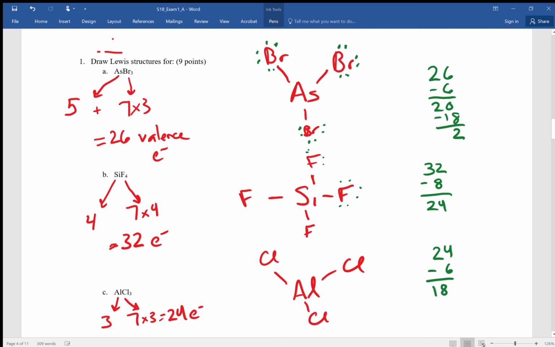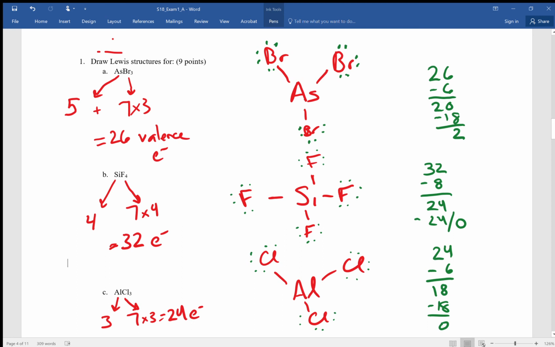We'll do the same thing with each of these fluorines. Each fluorine took 3 lone pairs, or 6 electrons, for a total of 24, which leaves us with 0. And down here, each of the chlorines can use 3 lone pairs, for a total of 18 electrons, which leaves us with 0.